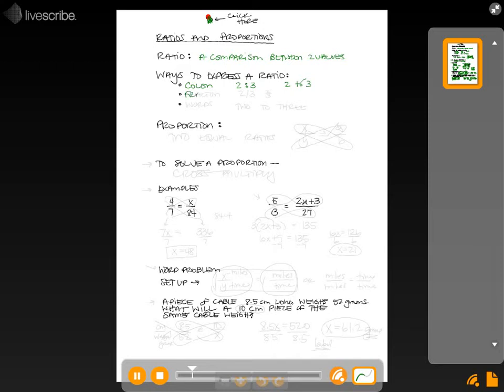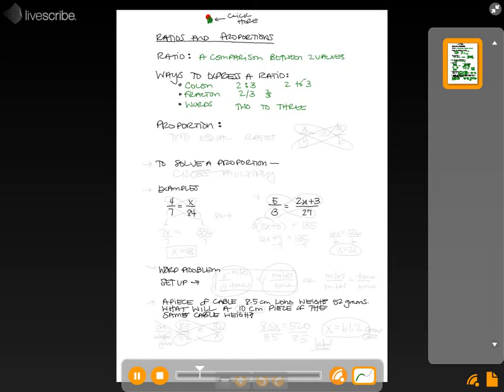Another way we can do it is as a fraction. So we could do 2 with a fraction bar and then 3, or if you like, 2 over 3 like that. Both of them are the same, they mean the same thing, just look different, and it's still read 2 to 3. The last way to represent it is that we could write it out in words. We could write out 2 to 3. Now all of those are different ways to express a ratio.